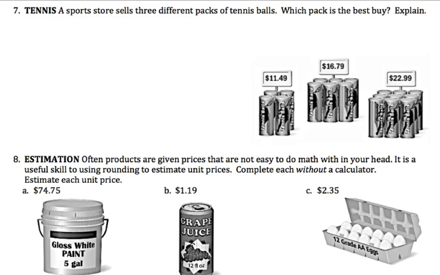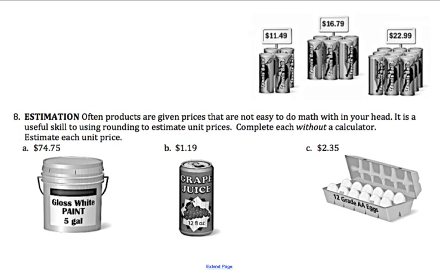Number 7, a sports store sells 3 different packs of tennis balls. You're going to tell which one's the best buy. You just want to find the unit price. There's 4 in the first pack, 6 or 9, and one of them is going to be a better price than the other 2. Number 8 is estimation skills.